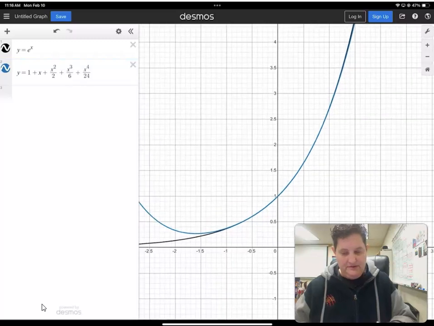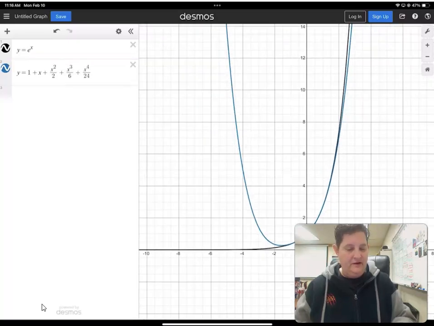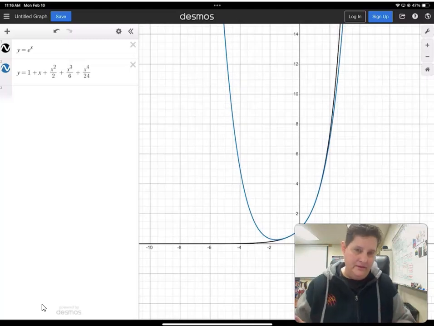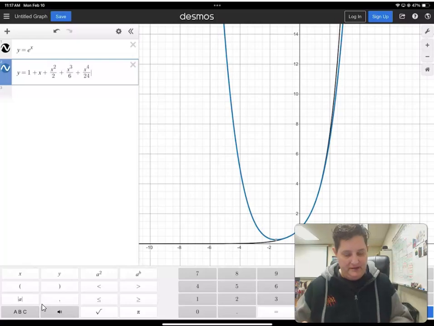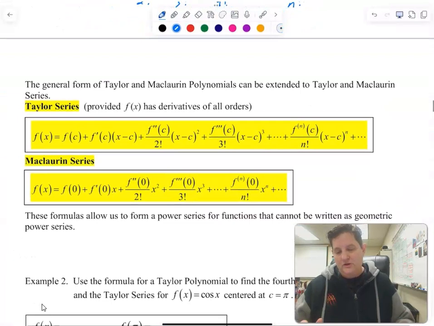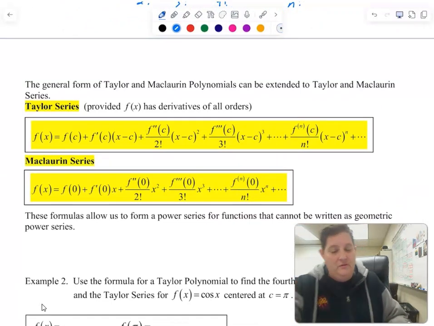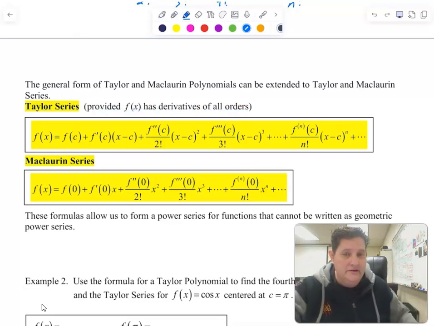So right here at 0, these two graphs are very, very close to each other. The more we zoom out, the less approximate they are. Now, if I were able to type that into infinity, these graphs would look exactly the same. So, you can extend the general form to an infinite series. Again, it says right here, provided f has all derivatives, meaning you can keep going with the derivative, it never stops. We just extend these out to infinity.